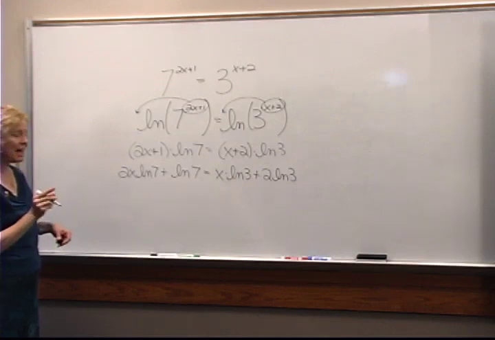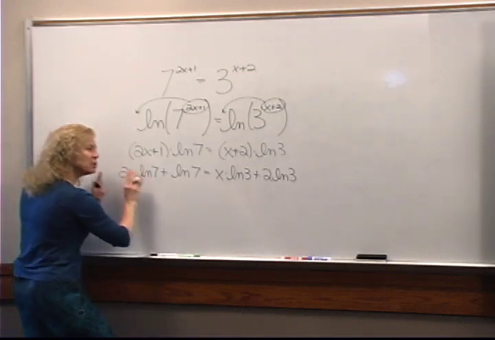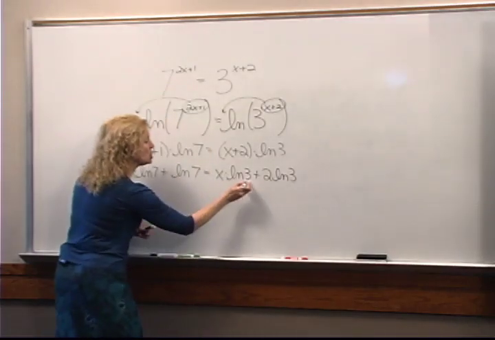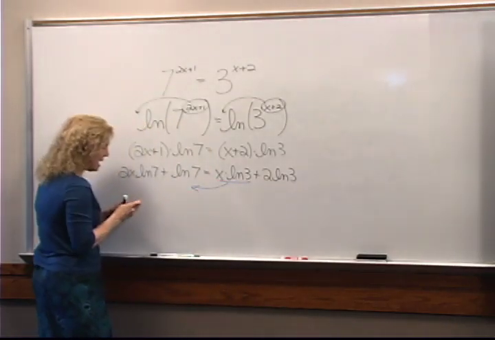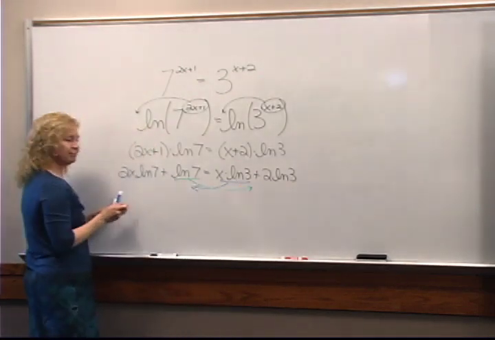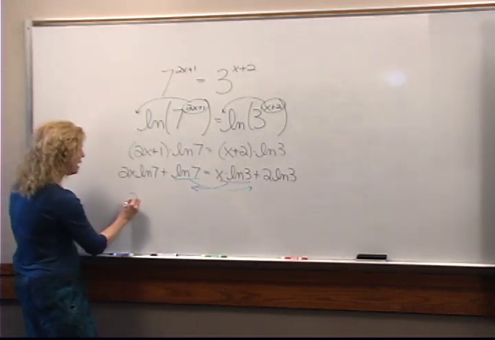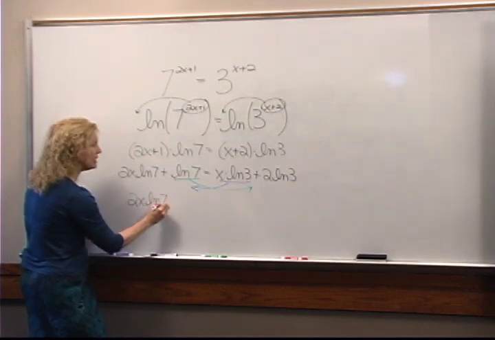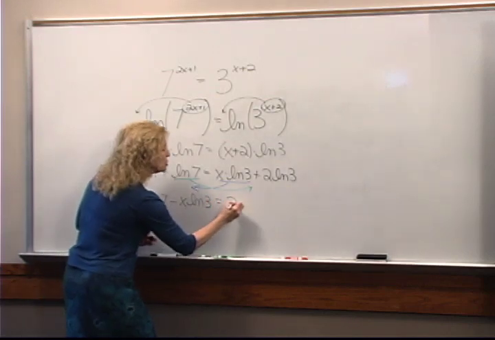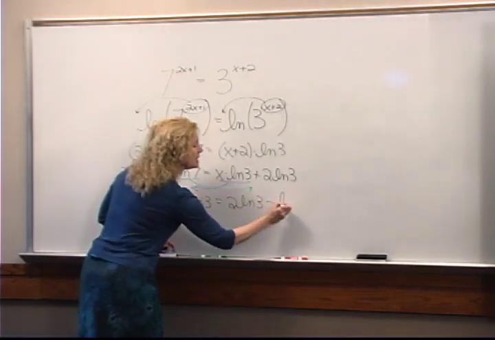Now, just like we did on the last problem, everything with an x needs to come over here to the left, and everything without an x needs to go over to the right. So this term I want to come over, and this term I want to go over to that side. Okay? So I end up with 2x natural log of 7 minus x times natural log of 3 is equal to 2 natural log of 3 minus natural log of 7.